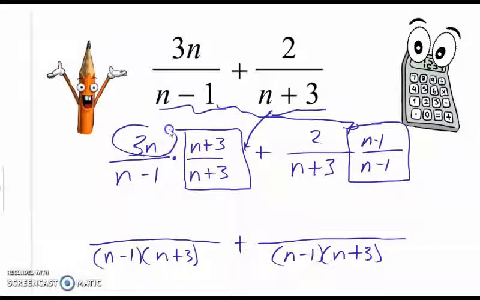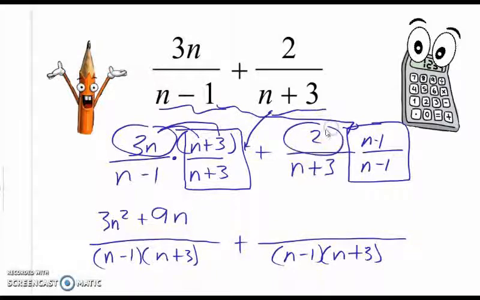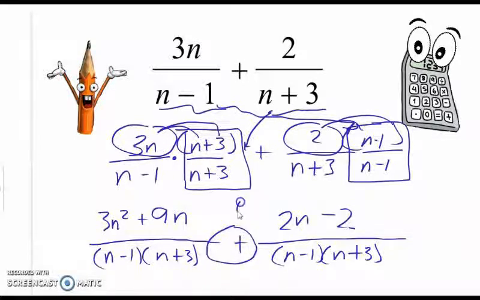Okay, so now we go into the distributing. As you can see, 3n is going to go into n and 3. So you're going to end up with 3n squared plus 9n. And now let's go to the other side of the equation where you're going to distribute 2 into n minus 1. And you're basically going to end up with 2n minus 2. And now what do you see? It's an addition sign. So most likely we're going to be adding.